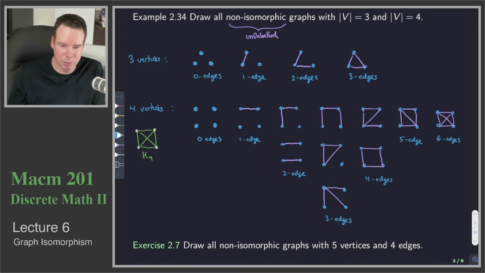There's 1, 2, 3, 4, 5, 6, 7, 8, 9, 10, 11 possible graphs on 4 vertices. And we've counted the graphs by their structure. So there's 11 possible structures we have on 4 vertices. So you're asked in the exercise at the bottom to draw all non-isomorphic graphs with 5 vertices now, but not in general, just focus on the one case where you're using exactly 4 edges. And so I'll leave that to you to ponder.